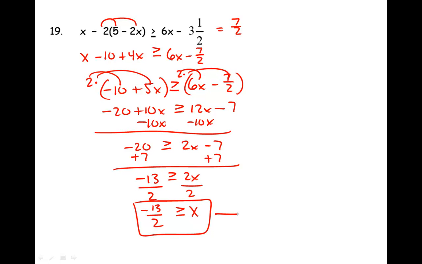But be aware that on a test, typically the x is going to be listed on the left side. So we got to make sure that our inequality is pointing the right direction. The greater than, or the open mouth, is pointing towards the 13/2. So we want to make sure that we flip the sign so that it is facing the right direction. It's the same as writing x is less than or equal to negative 13/2.